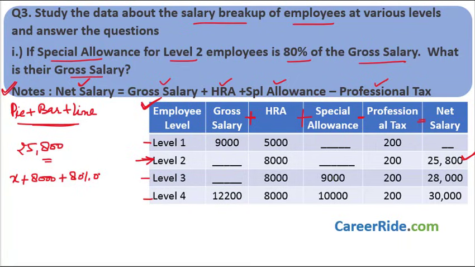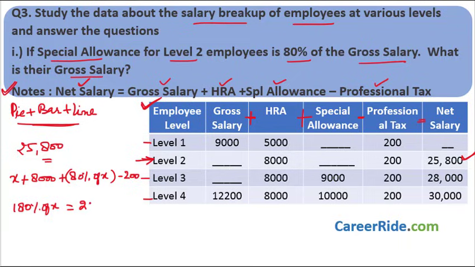So 80% of x I'll assume it to be, because I've assumed the gross salary to be x, minus the professional tax. Why do I take minus here? Because it is given to me in the notes in the question, right? So 2500 is equal to this. Now from here, what do I get? I get simply 180% of x is equal to what?